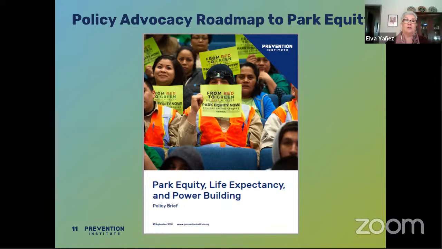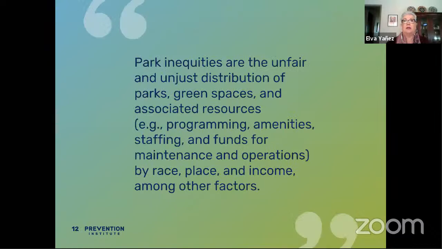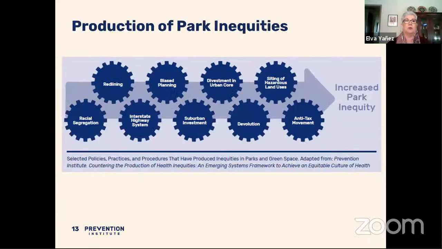This information, however, is worth repeating since we cannot develop effective strategies to reverse park inequities unless we understand how they came about in the first place. As a grounding for today's conversation, Prevention Institute defines park inequities as the unfair and unjust distribution of parks, green spaces, and other resources by place, race, income, and other factors. Park equity, on the other hand, is the fair and just distribution of these resources such that the differences between population groups are not measurable or observable.